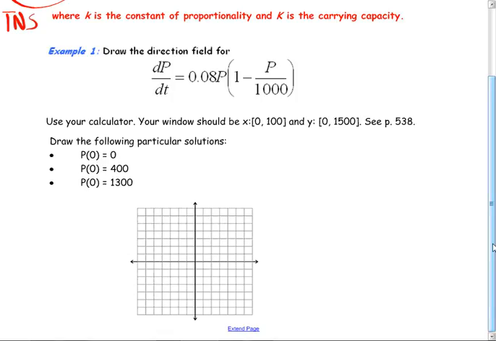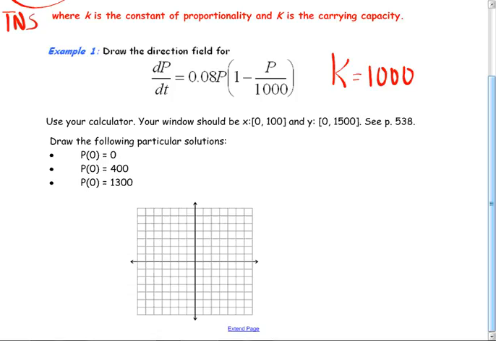Okay, so let's see. We'll draw all the solutions. First off, let's get the carrying capacity in there. What's the carrying capacity? 1,000. Okay, girls, what's the carrying capacity? It's 1,000. So I'd like to make this reasonable.